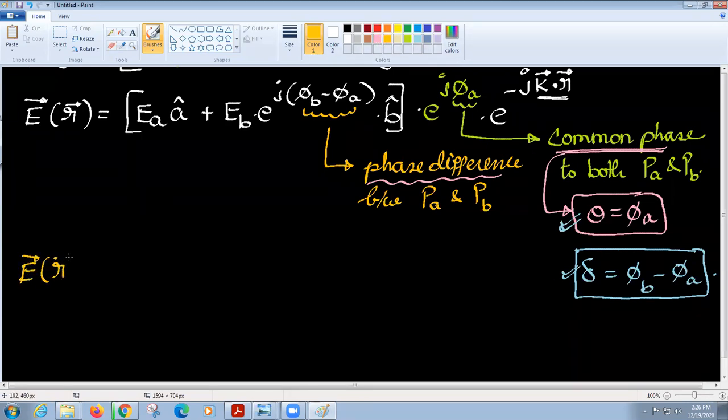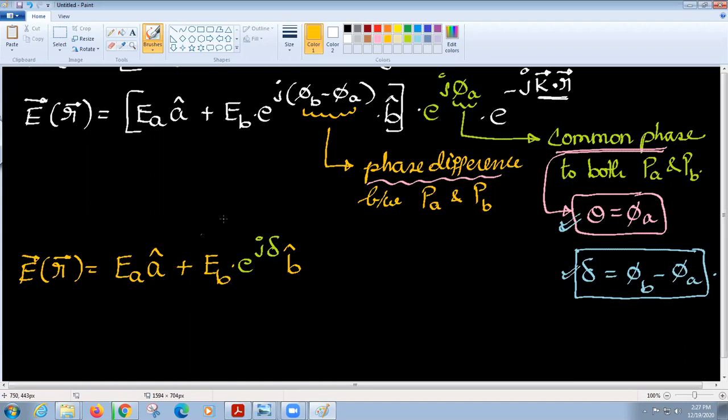So let's use them here. So you have E of R. So E of R is EA, A roof, plus EB. And now this is e power j, what? The phase difference between PA and PB. We just plugged in over here. And then you have this EB along B roof, or in the direction of B. So that means EA is polarized along A, and EB is polarized along B, and there is a phase difference between EA and EB, that is delta.